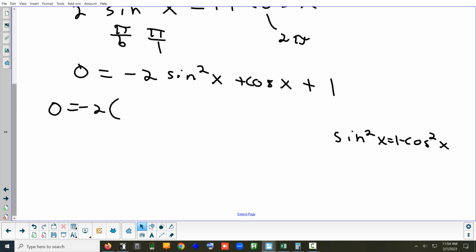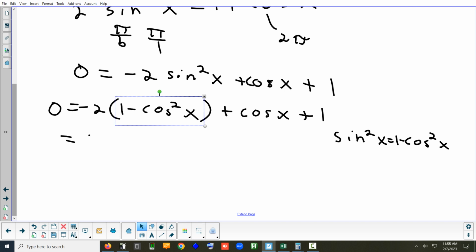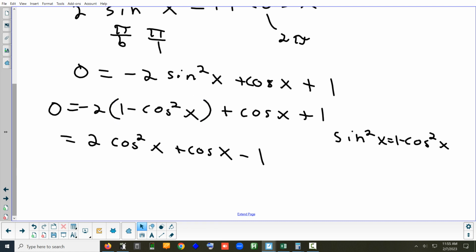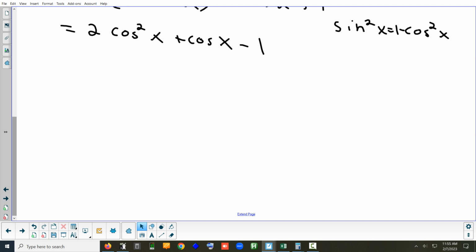So negative 2, and what are we going to put inside the parentheses? 1 minus cosine squared. Now maybe you'll see why I brought the cosine squared to the right, because I wanted it to be positive. I already knew I was going to be distributing a negative to it. If you didn't know that, that's fine. You could put it on the side and then fix it after. So what do we get when we distribute negative 2 to negative cosine squared? Just 2 cosine squared, plus cosine x. And what about my constant? It'll just be negative 2 plus 1. Okay, let's see if it factors.